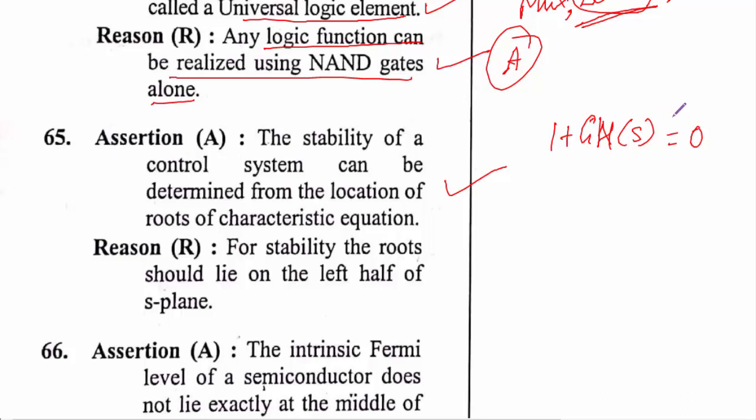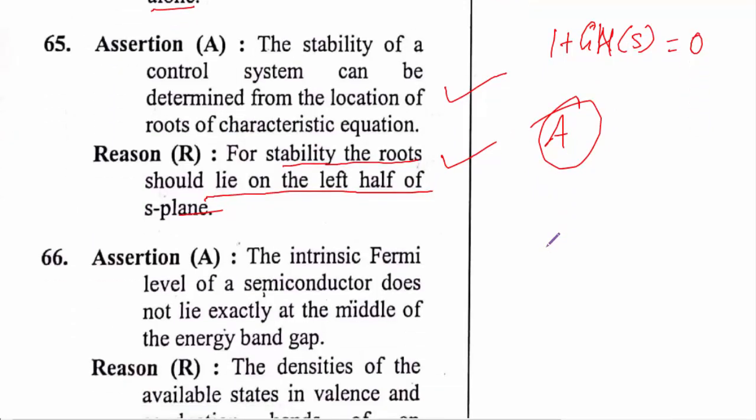In the first column, if there is no sign change, then you can tell the system is a stable system. If there is at least one sign change, then you can directly tell it is an unstable system. If you are getting a row of 0, then it is a marginally stable system. What the reason is telling is, for stability, the roots should lie on the left half of the S plane. Even this statement is also correct. So A is going to follow.